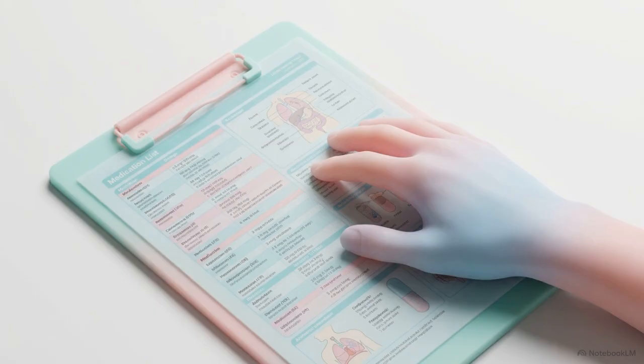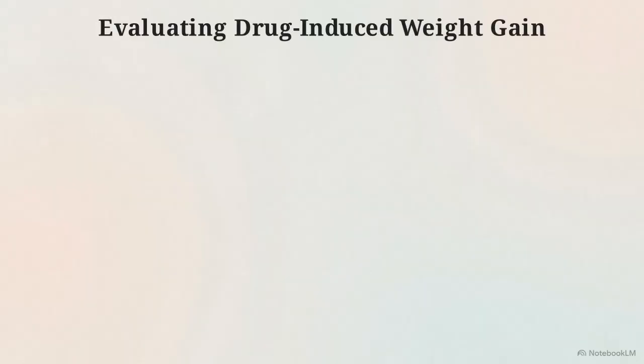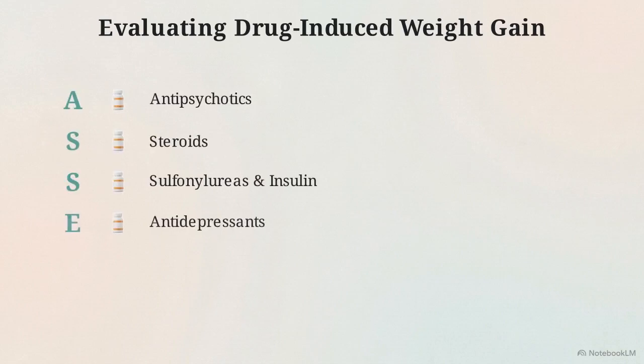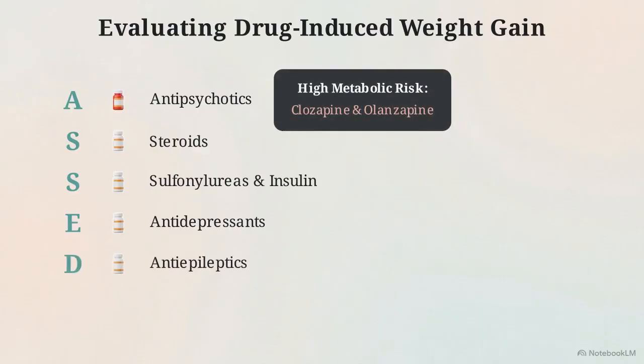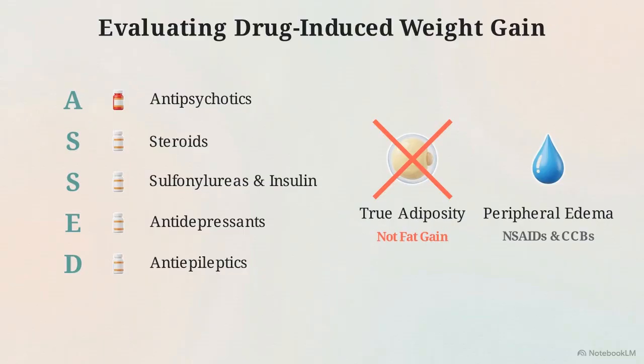The clinical evaluation phase opens with a stringent audit of the patient's existing medication profile. The goal is to identify and isolate secondary, iatrogenic triggers for weight gain. This checklist isolates drug-induced weight gain using the ACED mnemonic: antipsychotics, steroids, sulfonylureas, antidepressants, and antiepileptics. Pay attention to clozapine and olanzapine for high metabolic risk. Also differentiate true adipose gain from peripheral edema caused by NSAIDs and calcium channel blockers.